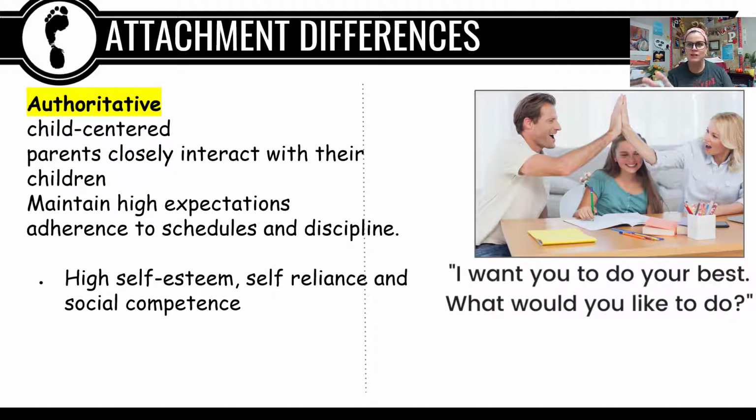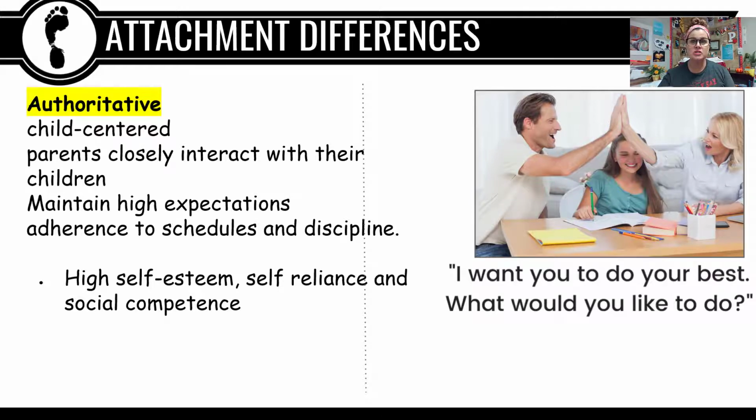So in the middle is what we call an authoritative parenting style, and it's much more child-centered. And in an authoritative parenting home, there is some give and take. They have high expectations. They have rules to follow. There are schedules and there are consequences. But they are also in tune with what is going on in the child's world. And there is a relationship and an interaction between the child and the parent.